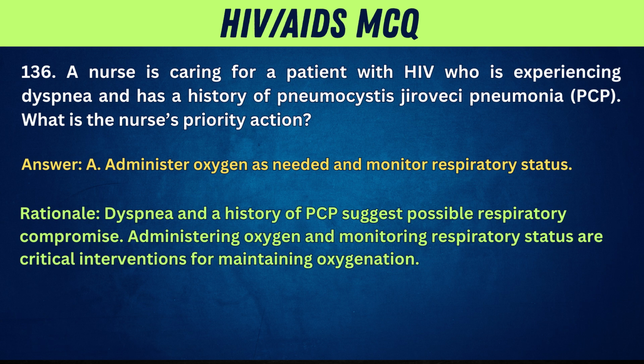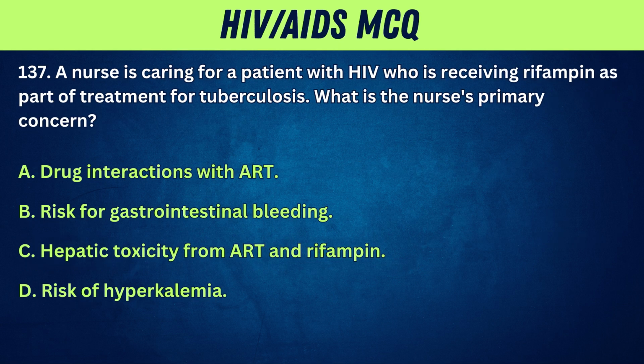Rationale: Dyspnea and a history of PCP suggest possible respiratory compromise. Administering oxygen and monitoring respiratory status are critical interventions for maintaining oxygenation. 137. A nurse is caring for a patient with HIV who is receiving rifampin as part of treatment for tuberculosis. What is the nurse's primary concern?